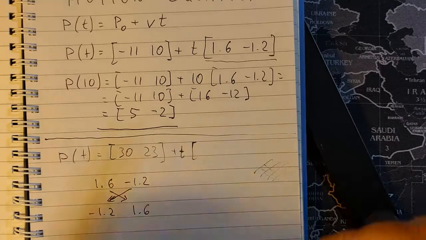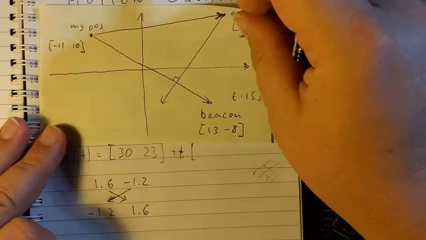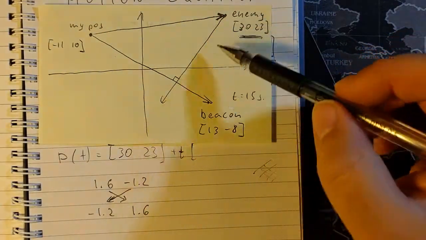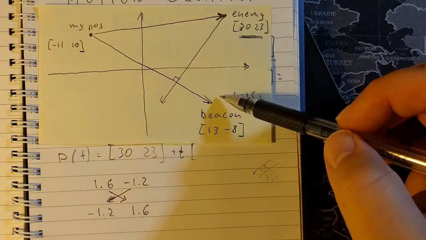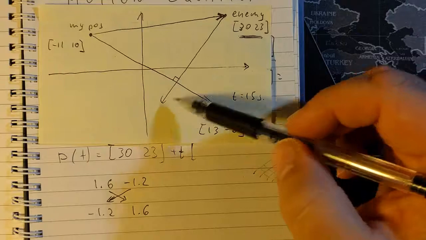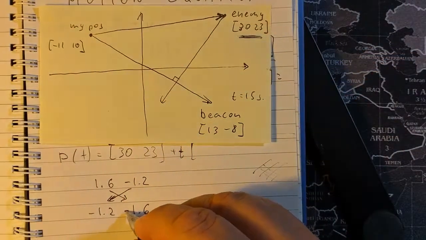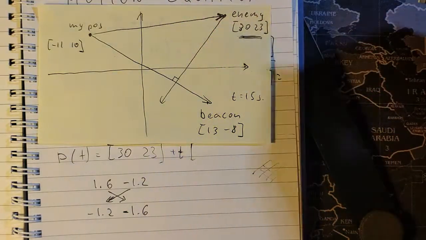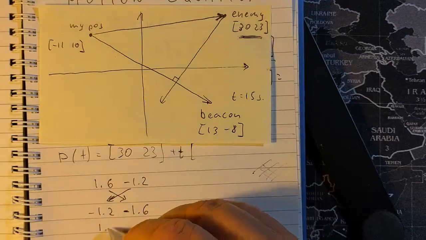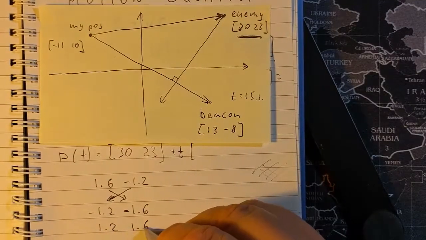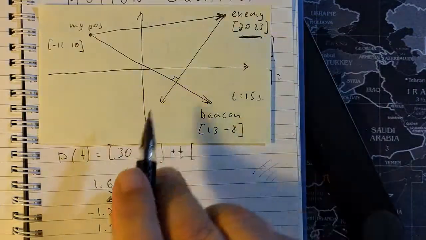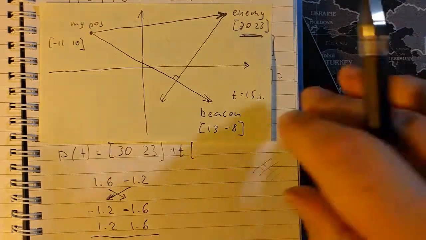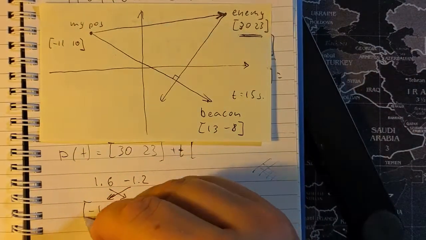Looking at the diagram, we can easily notice that if the enemy is to approach my current position, it should rather move towards the negative x and negative y. So I will choose this vector as its direction. If you have decided to use (1.2, 1.6), it would be the other way around. It would be flying this way instead of this way, but I also accepted these solutions as well, okay? But I will use this value here.